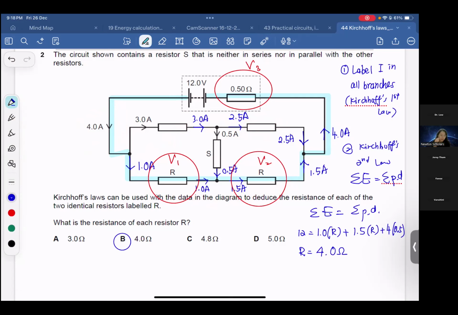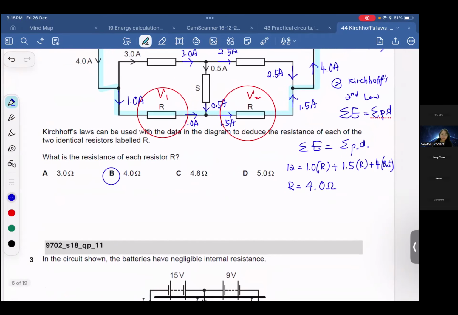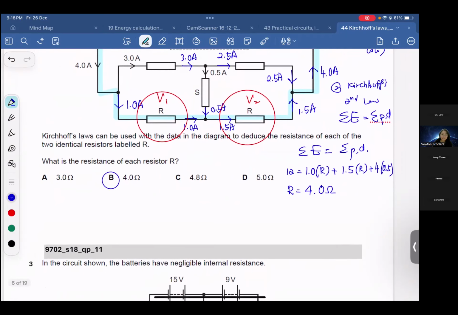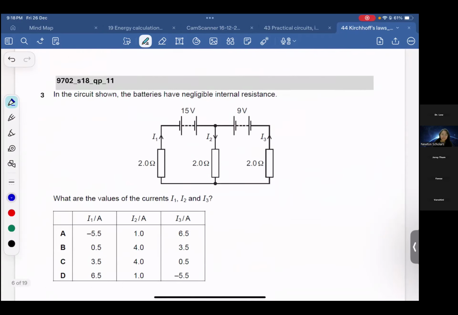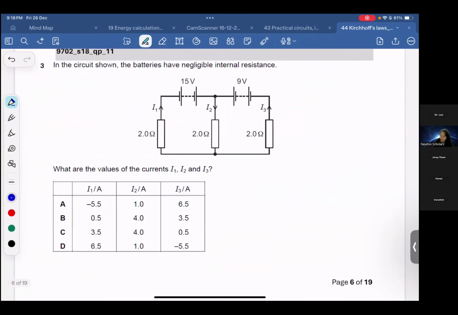Can we proceed to question number 3? Any questions? Okay? Manjo, is it okay, Manjo? Okay, Manjo okay.